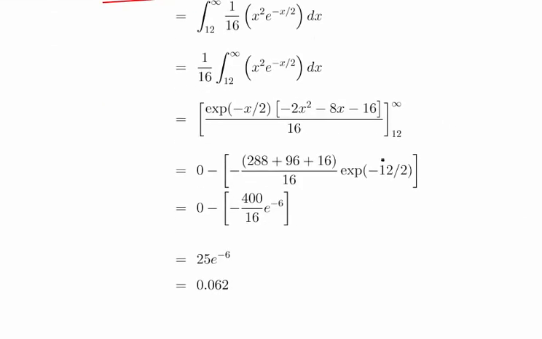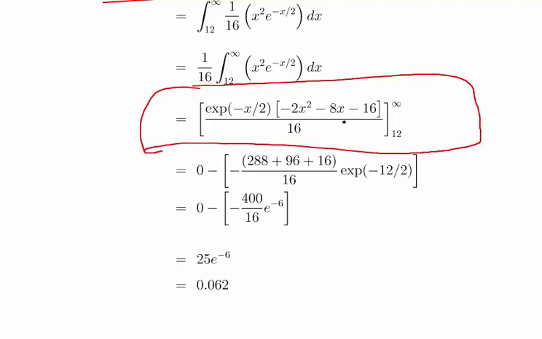Essentially what we have there is 1 over 16. So I set it up down here. This is where we got to. Actually, that's what I was reminding myself: we have 1 over 16 that I took out of it earlier on. So the integral, evaluate this from 12 to infinity, and as I said, don't forget that 16.